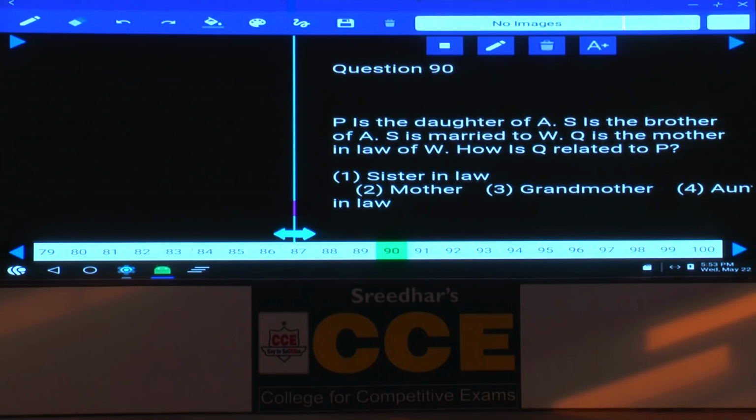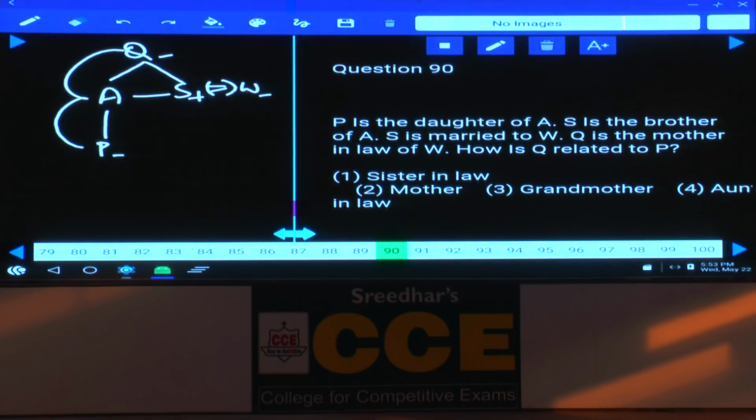Then question number 90. Now in this 90, P is the daughter of A. A is here. S is the brother of A. S is married to W, S a male married to W a female. Q is the mother-in-law of W, which means Q is the mother of both these two persons A and S. And how is Q related to P? Now P's parent's mother, that is grandmother, choice 3. 90, choice 3.